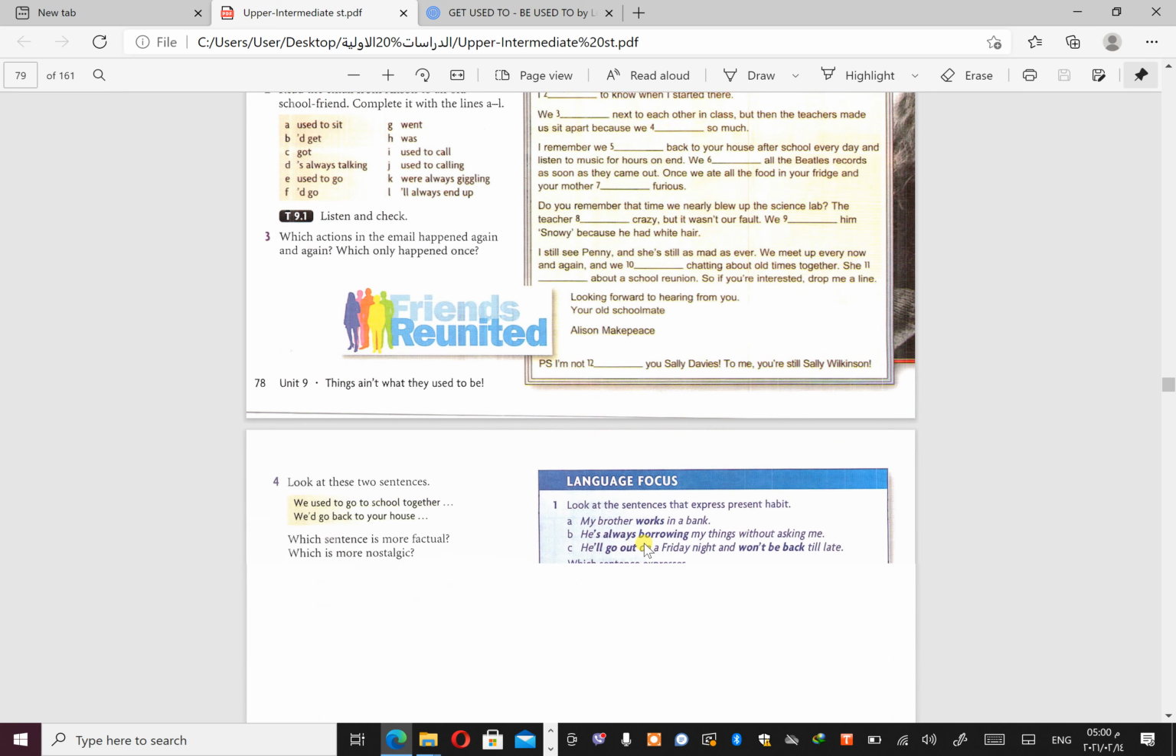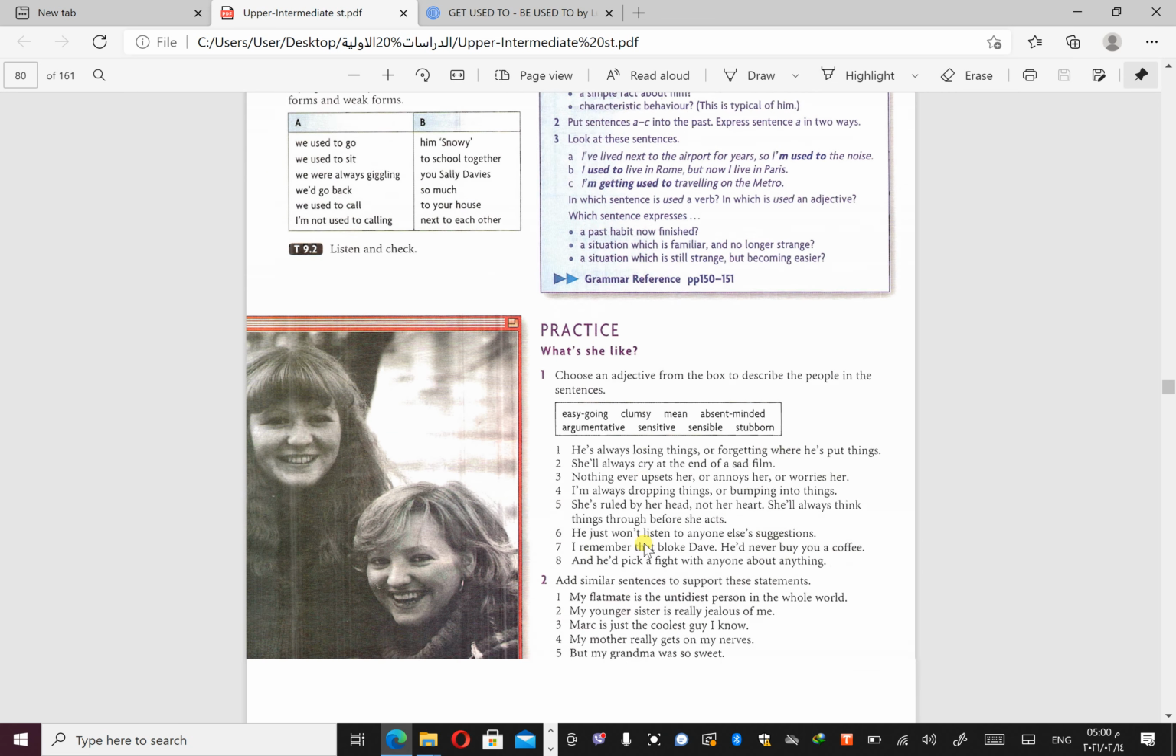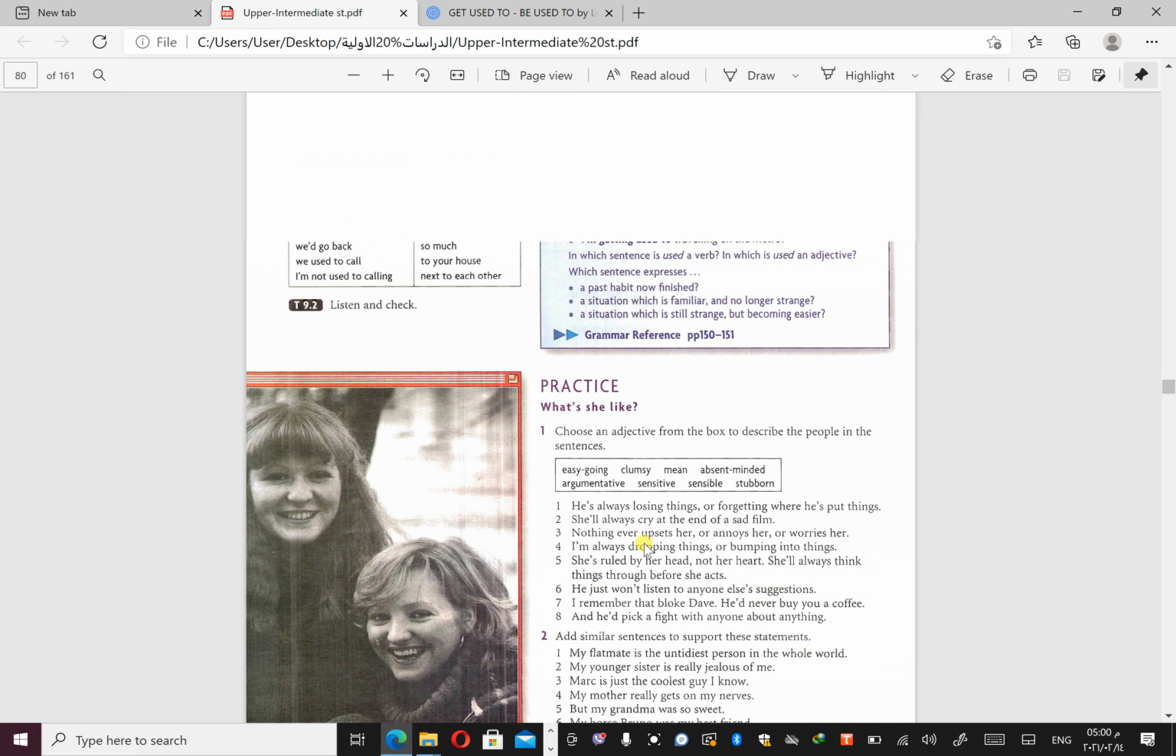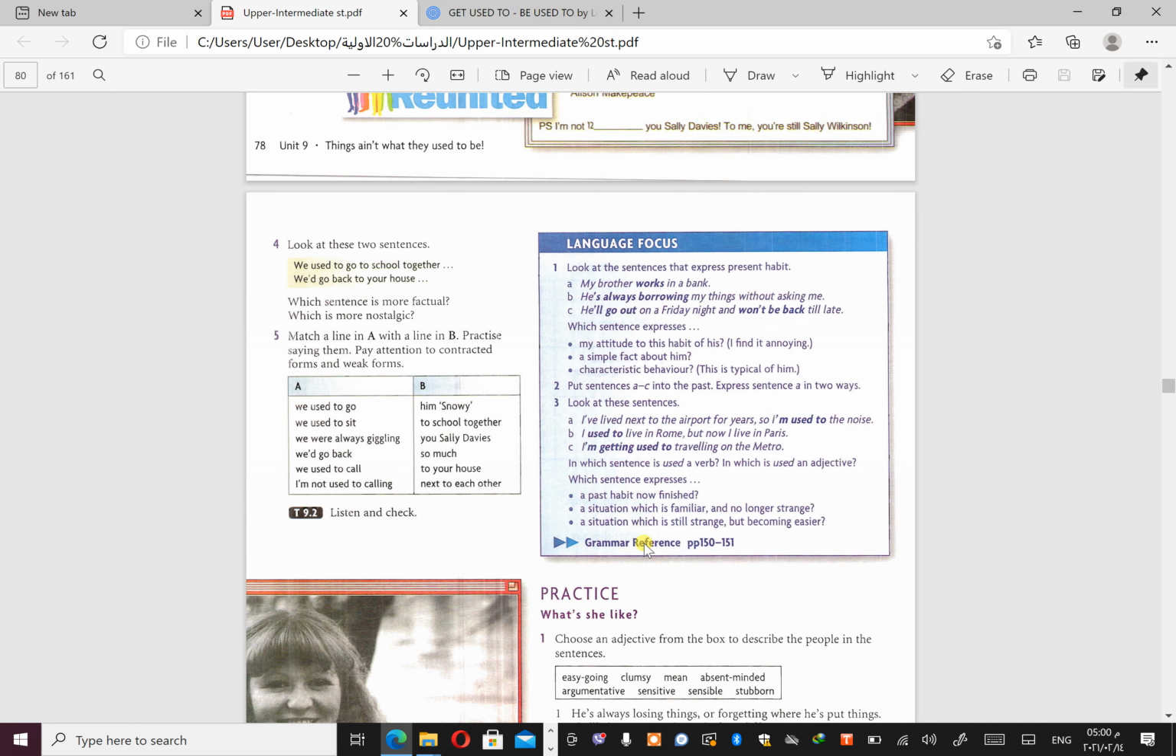So let's look at this sentence on Unit 9, page 79. These are some expressions that we use when we talk about habits. For example, when I use the simple present, of course I'm talking about habits. When I say, for example, "my brother works in a bank," this is a habit, because it is what he does to earn his living expenses. So he works in a bank. Well, if I say "he's always borrowing," usually we do not use the present continuous like this, but in spoken English everything gets broken, as I said.